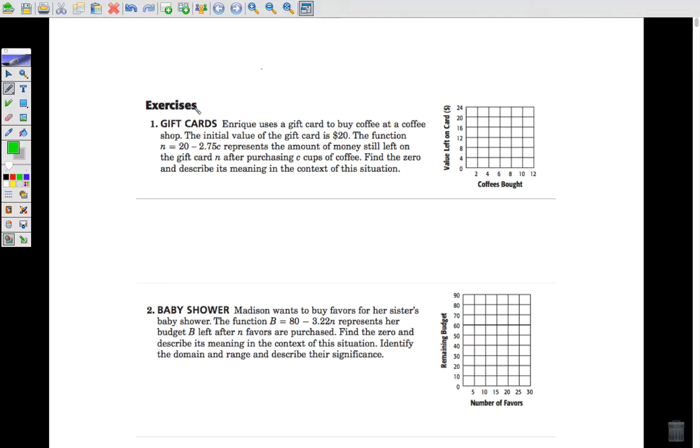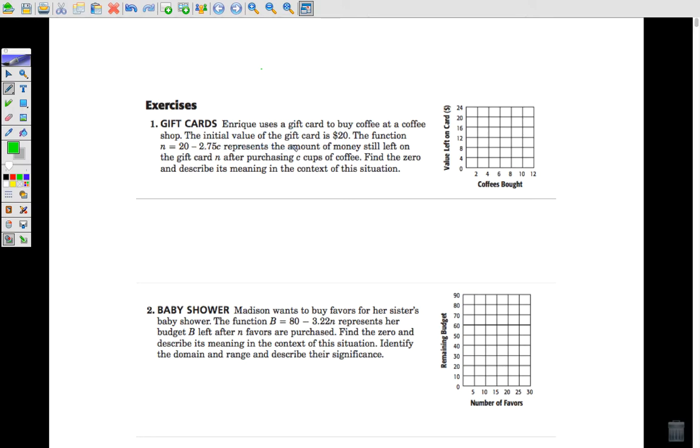So this is 3-2. It's the second part of your notes. We're going to go over two word problems, and I'm going to show you a little shortcut in your calculator. So the first one, it says Enrique uses a gift card to buy coffee at a coffee shop.